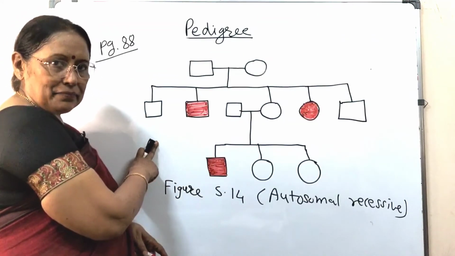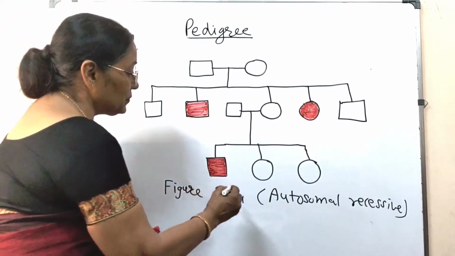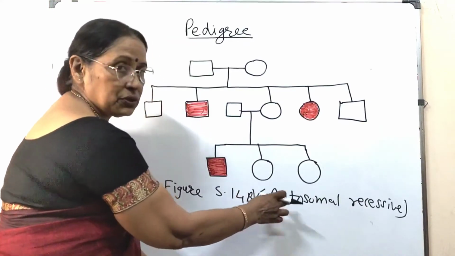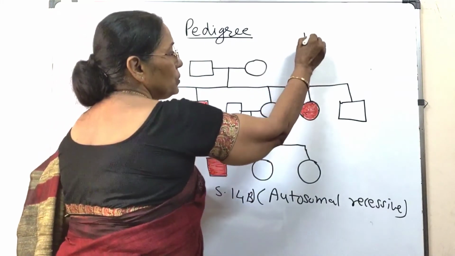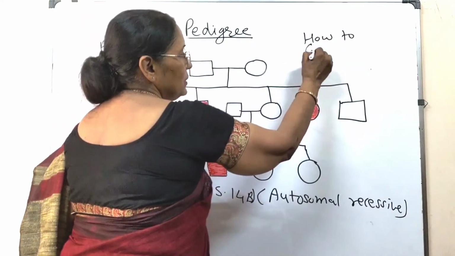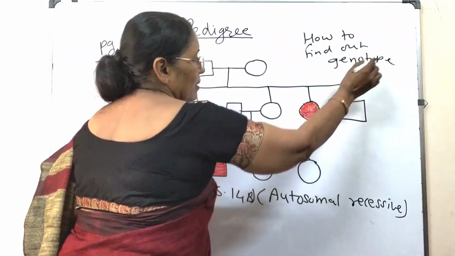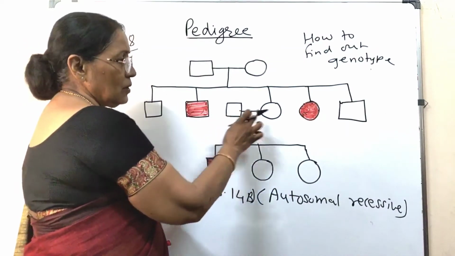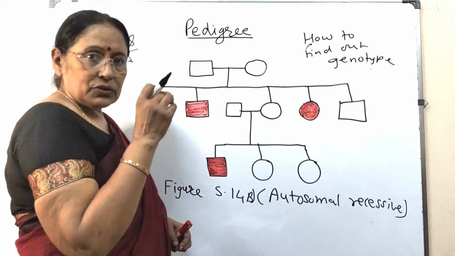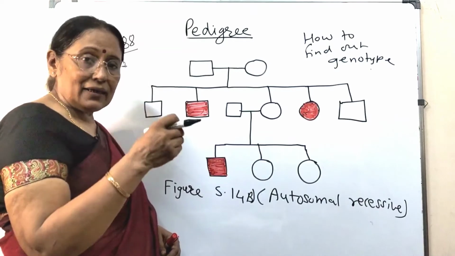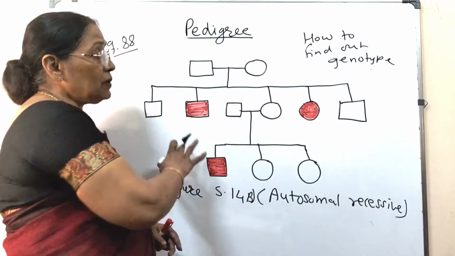Now see this diagram again from NCERT, page number 88, figure 5.14b, which is autosomal recessive. What we are doing? We are seeing how to find out the genotype. You will be asked the genotype of this one or this one, like that. Generation 2, child 3. So first you have to come to generation 2, then child 3, and then you have to tell the genotype. Here we will be doing the genotype of all.